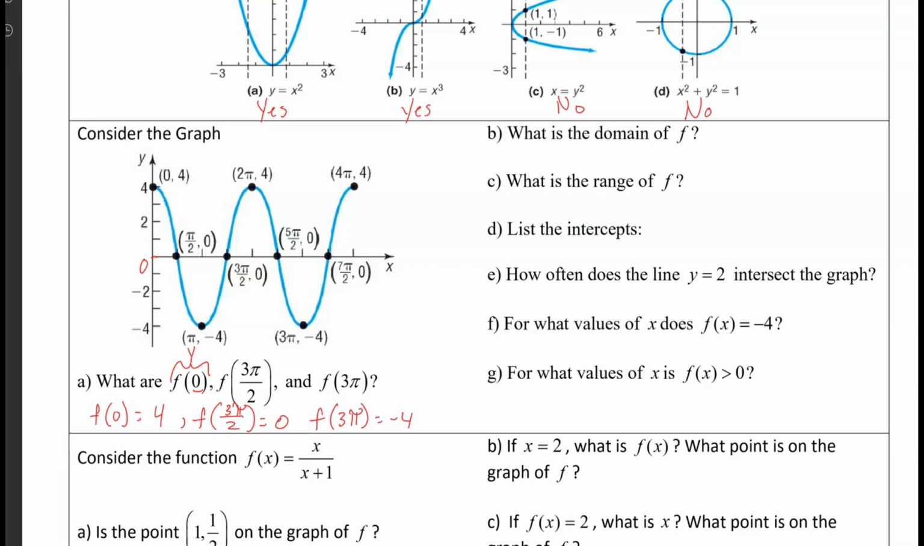All right, now to review domain and range. Domain is the x values, range is the y values. Who wants to tell me in interval notation?